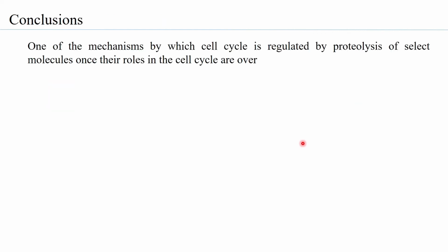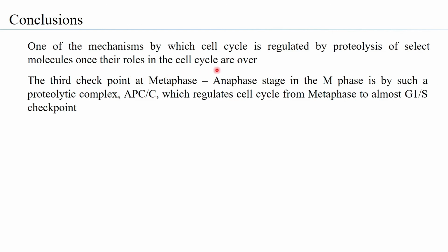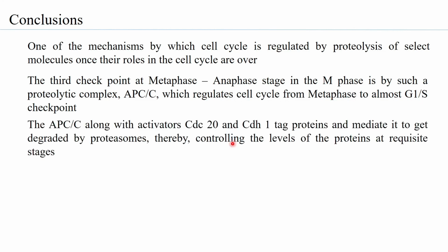So let us conclude. One of the mechanisms by which the cell cycle is regulated is by proteolysis of select molecules once their roles in the cell cycle are over. The third checkpoint at the metaphase-anaphase stage in the M phase is regulated by such a proteolytic complex, and that is APCC, which regulates the cell cycle from metaphase to almost the G1/S checkpoint. The APCC, along with activators CDC20 and CDH1, tags proteins and mediates their degradation by proteasomes, thereby controlling the levels of the proteins at requisite stages.